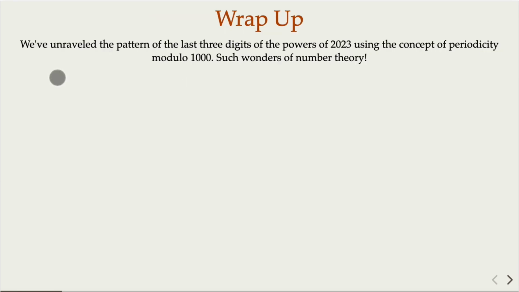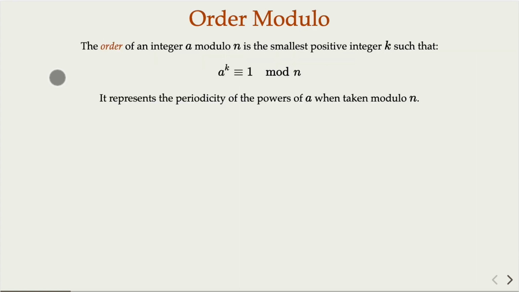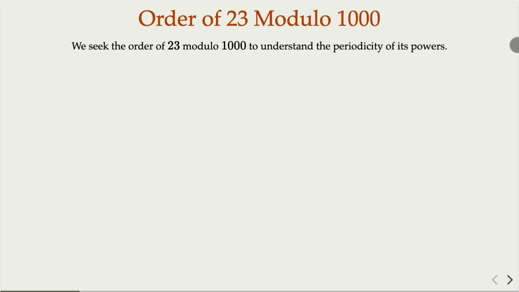We solved the problem by examining the cyclic pattern of 23 raised to the nth power. There is an important concept in number theory, the order of an integer a modulus n. In other words, we try to find the minimum integer k such that a raised to the kth power is congruent to 1 modulus n. Now in our case, we need to find out what is 23's order modulus 1000. Now we use a Python program to find that.